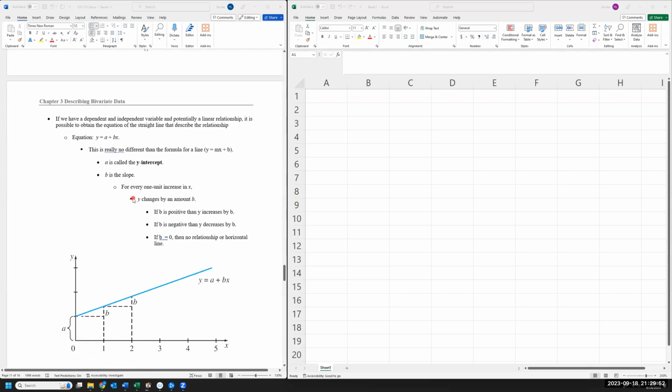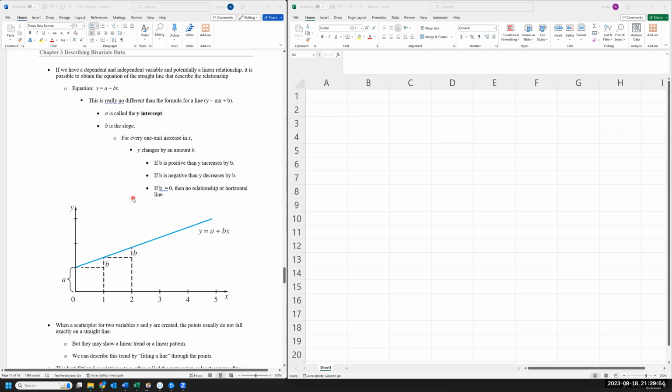All right, so let's move on. So our least square line, when we have a dependent and an independent variable, it's going to look like this. Y is equal to A plus BX.